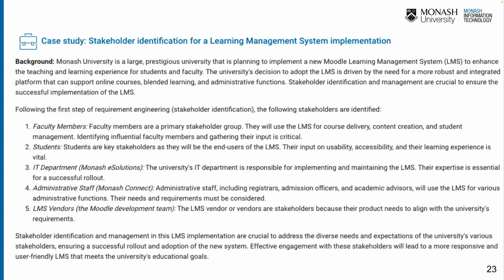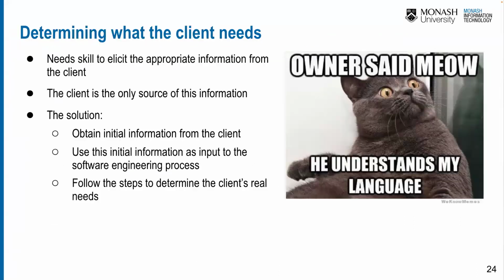Once we know who the stakeholders of the system are, then we need to determine what they want, what they need. That's a skill: you need communication skills, nothing more than that. We'll talk about the techniques to elicit requirements in the next few slides as well. But the first step.